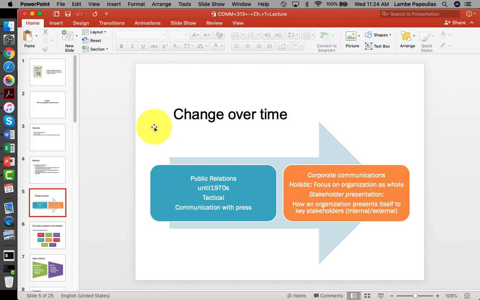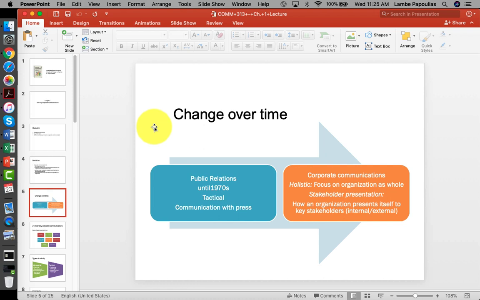So there has been change over time with what corporate communications is. If we look back, we had really just PR, which is public relations, until the 1970s. It was just tactical, more of communication with press. If something came out about an organization, the press would handle it, they would report it. Whereas now, corporate communications has a lot of different variables that play an important role and key factor into how to be successful when you are communicating in a corporation.